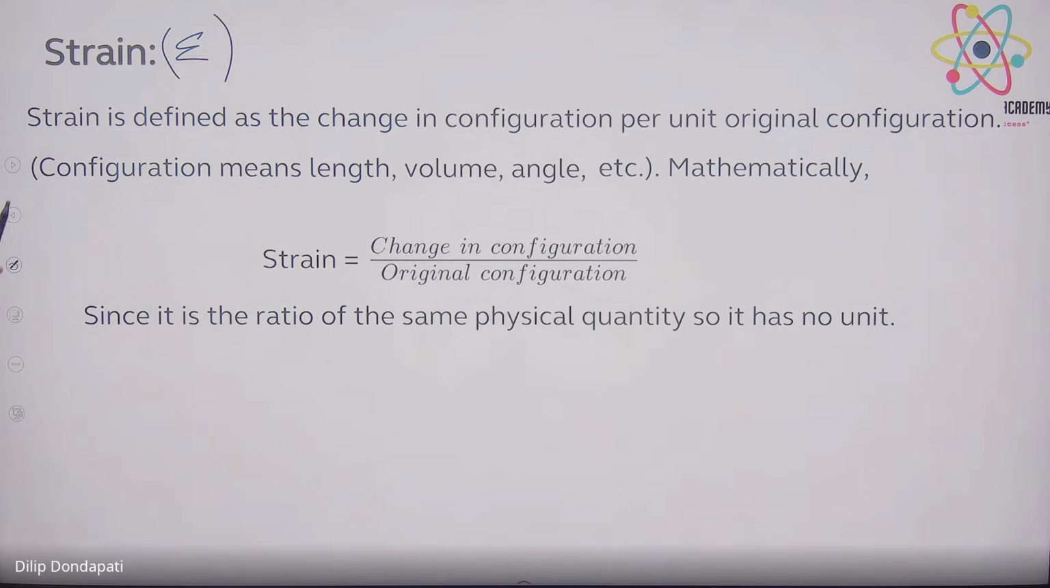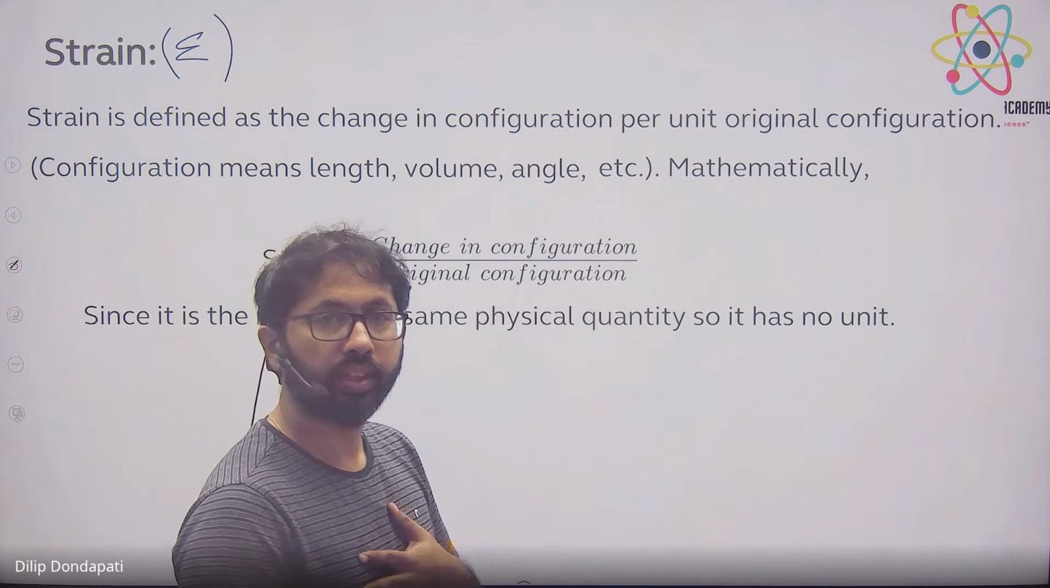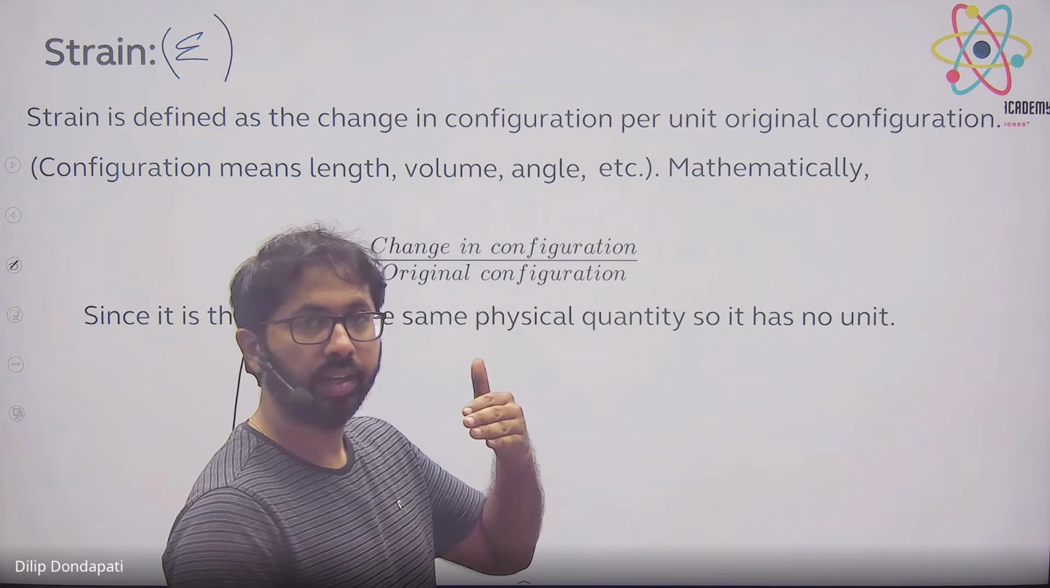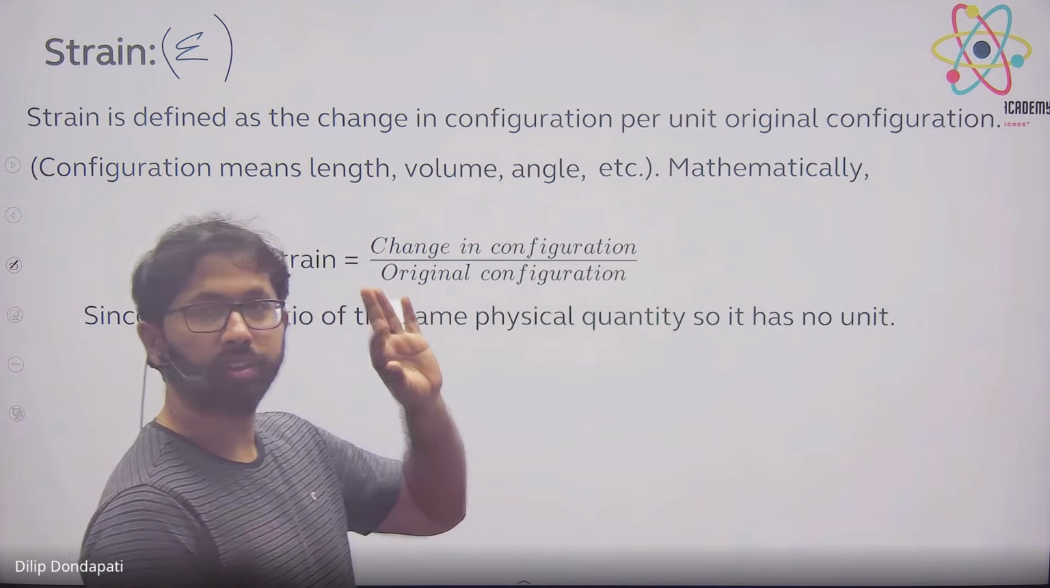Okay, चलो. Now here also we have three types of strains. कौन सा, tell me? Same names. कौन सा है? Longitudinal strain, volume strain, shear strain. खत्म. Three types of strains are there. Okay. So लिखो. So the symbol of strain is E.